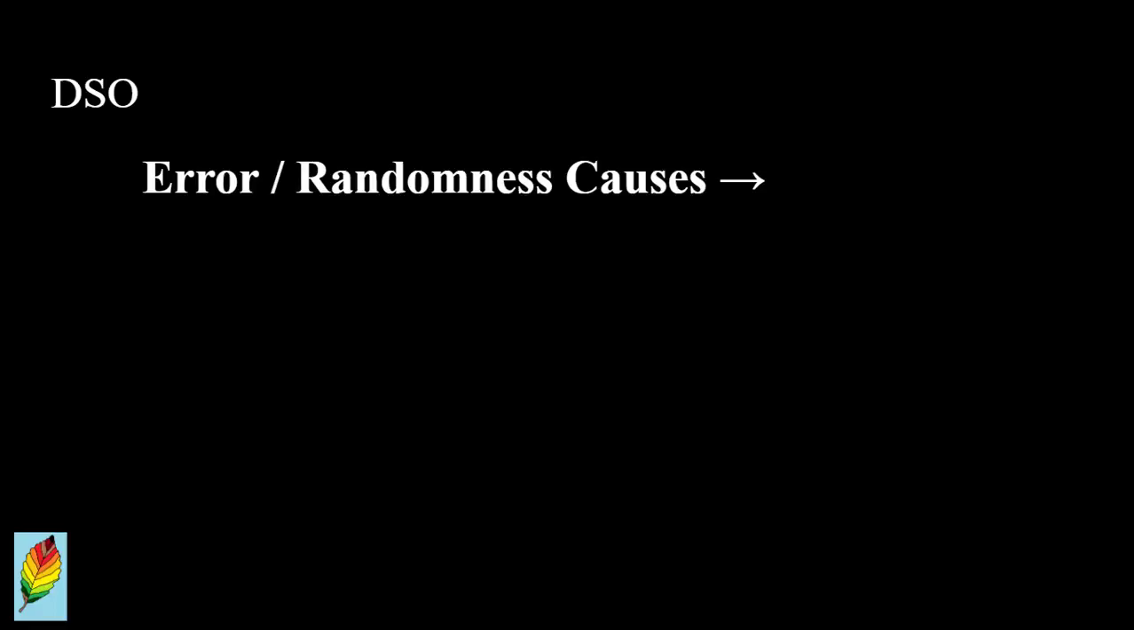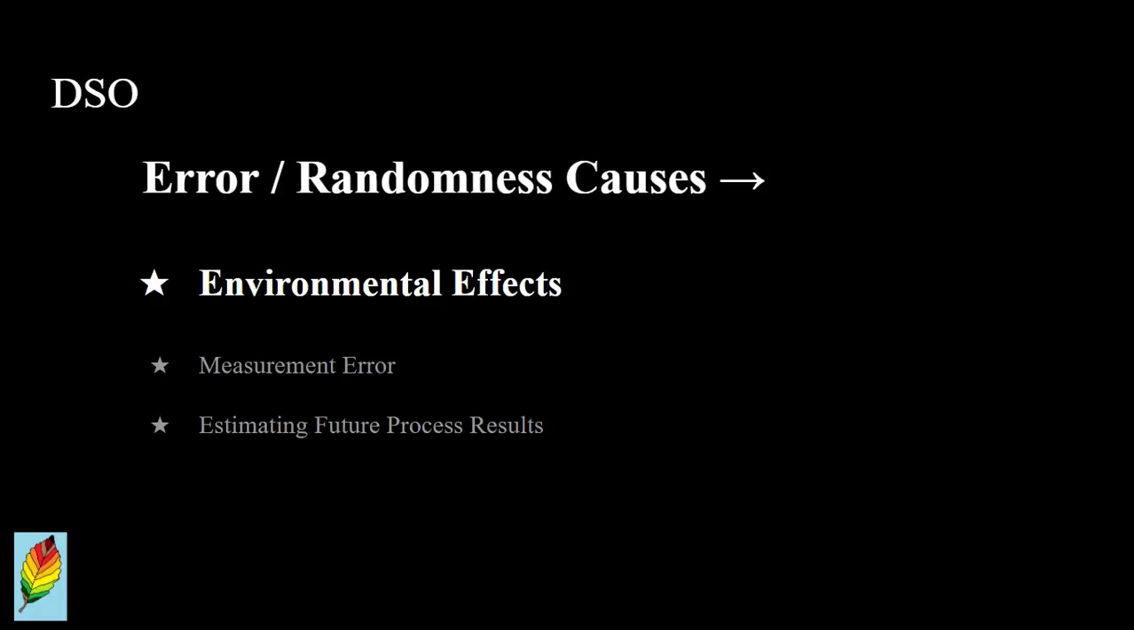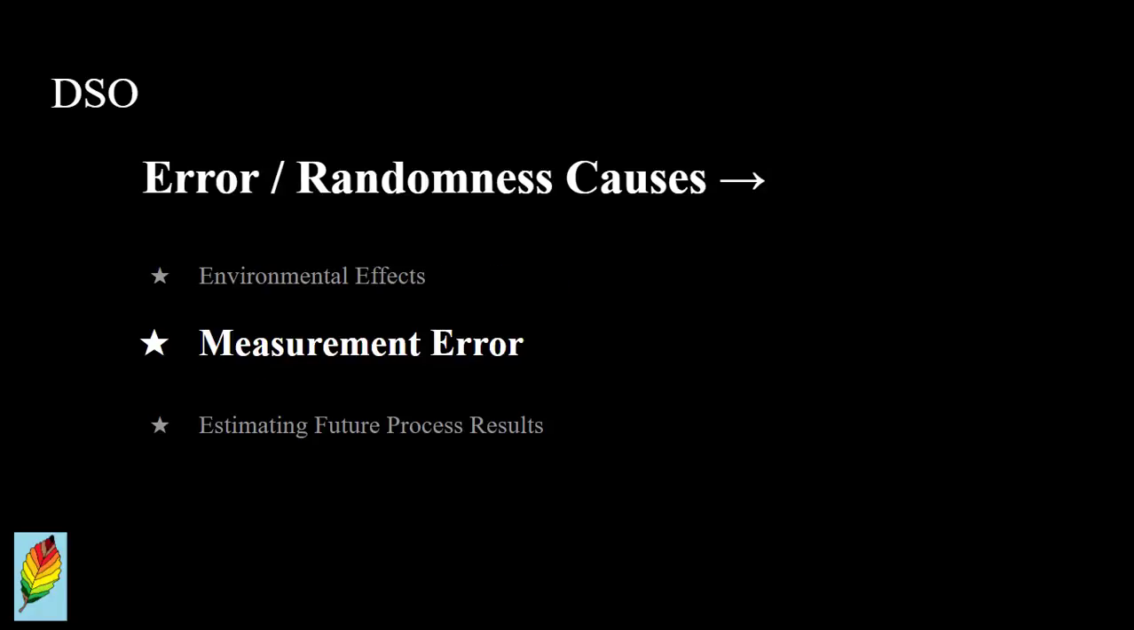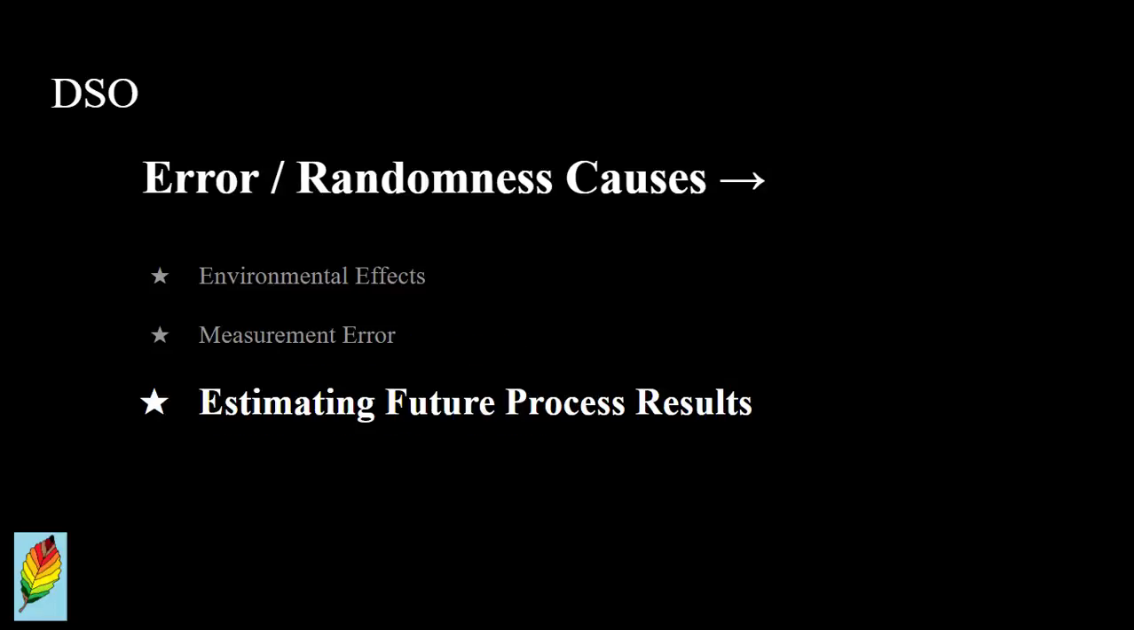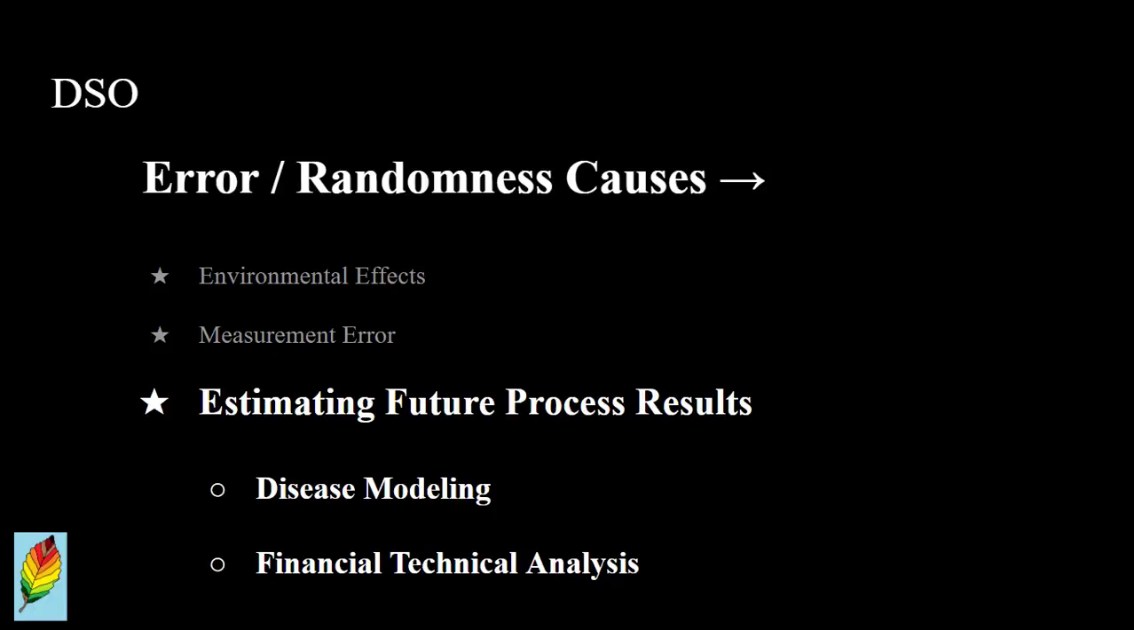Though it is most ideal to be able to assume the data takes on a deterministic nature, the reality is that most, if not all, measurements of physical processes will entertain a little randomness and error. This error-inducing randomness can come from other environmental effects that the mathematical model does not account for, or from something as simple as measurement error when the data was accumulated, to something as complicated as attempting to predict the results of different processes in the future, such as in disease modeling and financial technical analysis.